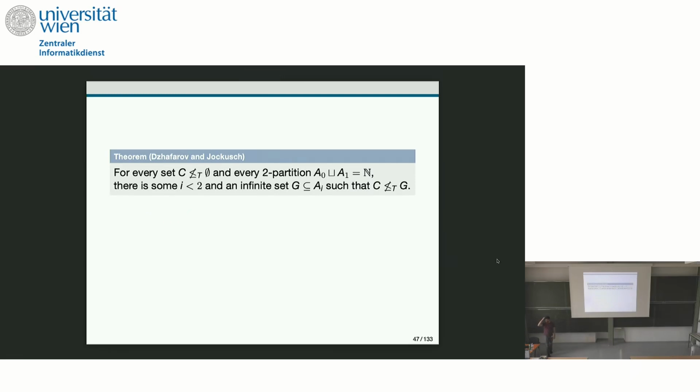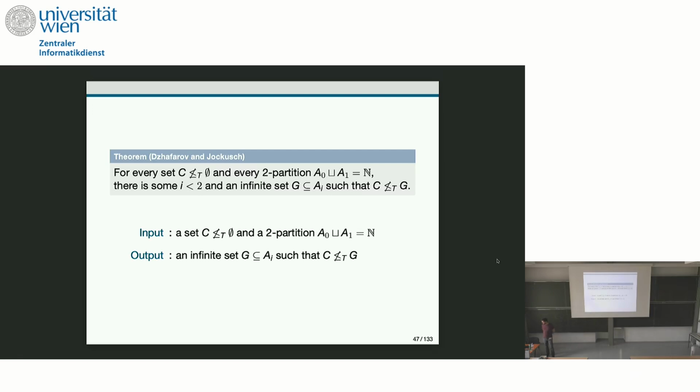And there is this beautiful theorem from Dzhafarov and Jockusch, who say that if a set C is not computable, then whatever the instance of the pigeonhole principle, so no effectiveness, no computability restriction on it, you can always find an infinite set which is in one of the parts, so that this set does not compute C. And it relativizes well.